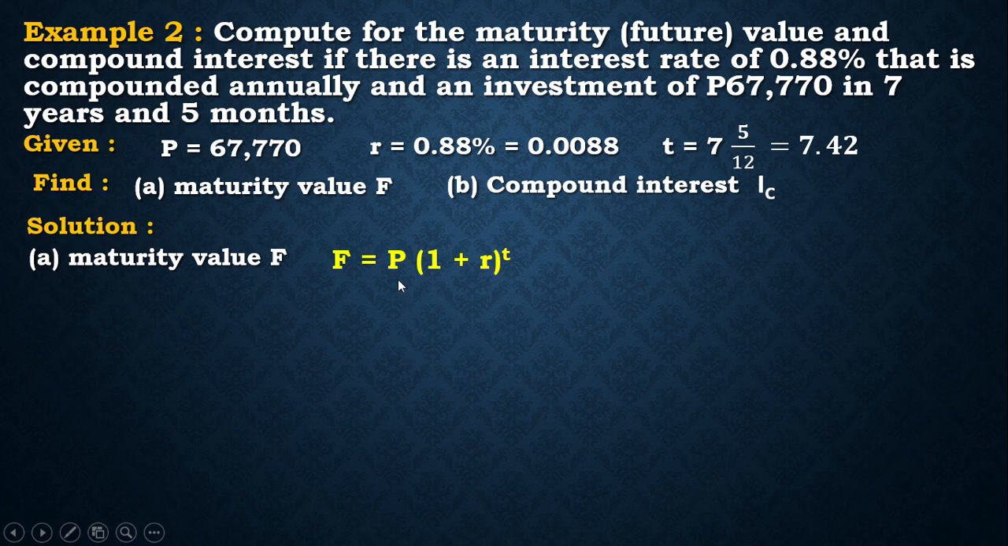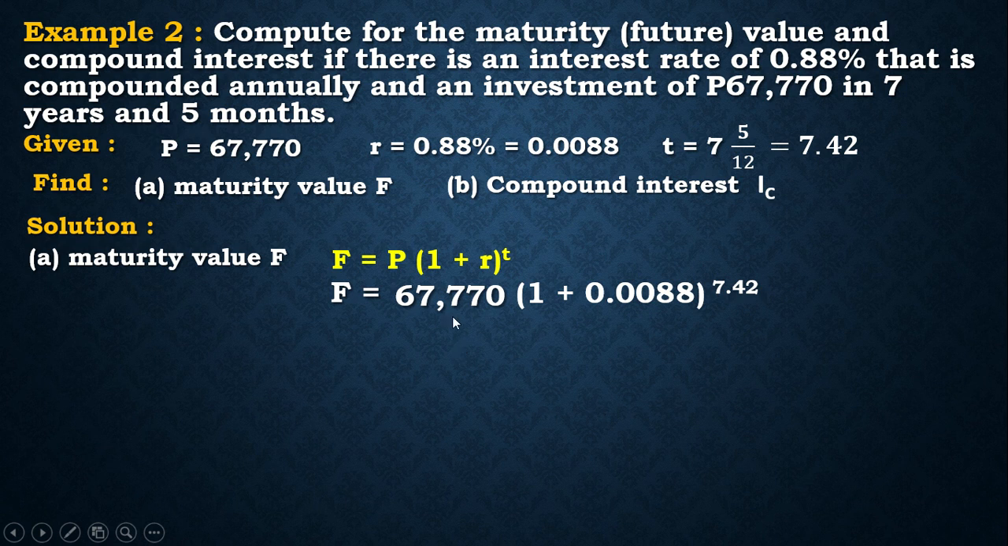And then we have to substitute P, and that is 67,770 times 1, this is constant, wag pong babaguhin, plus 0.008. So, ito po siya. Sinubstitute natin yung R, ito po siya. And then, ang atin pong exponent na term ay 7.42.